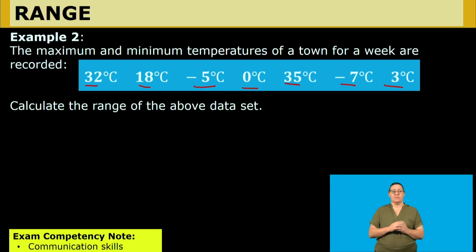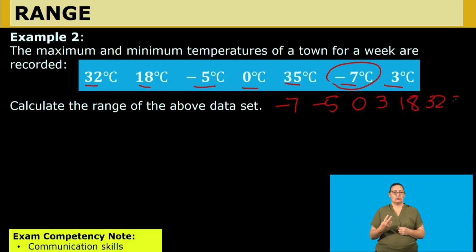So looking at this, what is the smallest value? The smallest value is minus 7. The next one is minus 5. The next one is 0. 0 is bigger than minus 7, believe it or not, yes. And then after 0, what do we have? We've got 3. After 3, we've got 18. And then there's 32. And then there's 35. Meaning that our maximum is 35. Our minimum is minus 7.